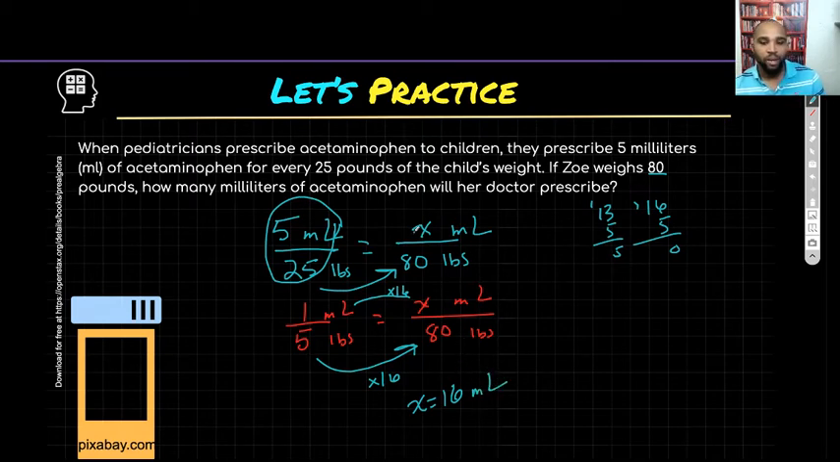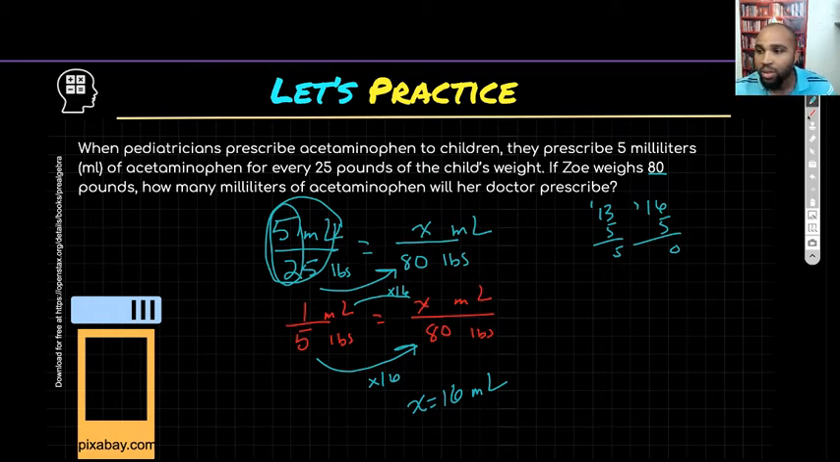So that's what we're saying: they're going to need 16 milliliters if they're 80 pounds. And why is this necessary? Again, in the medical field, being able to reduce that really quickly and say 5 times something gives me 80, oh, that's 16. So 1 times 16, that's going to be 16 milliliters. So you could do that without having to set up the proportion.